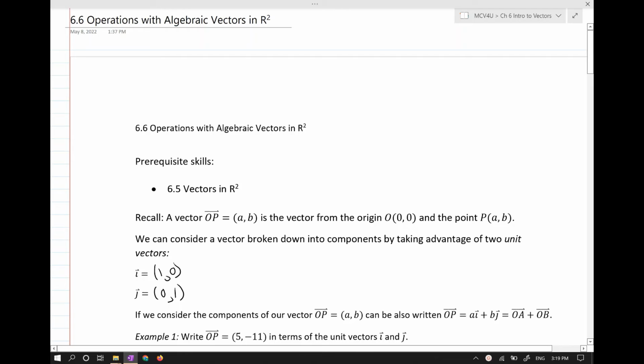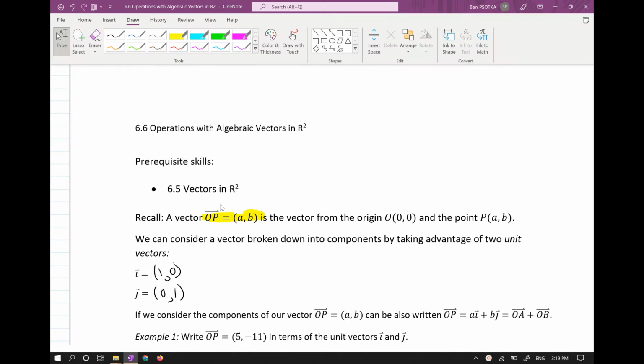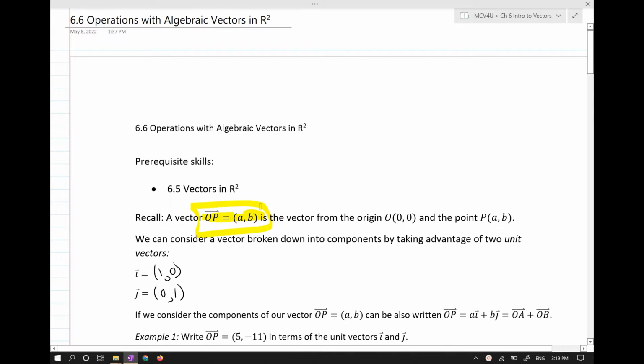All right, folks, so today we're just going to look at new ways to represent our vectors. We'll be performing the old operations on these new representations. Now, if we remember, a vector OP goes from the origin point O to point P if it is written like so.